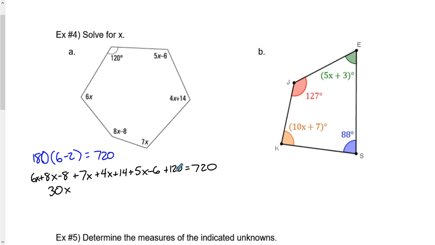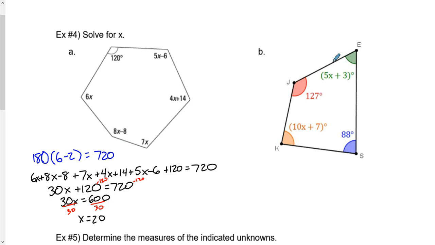So I'm going to start with this 120 because it's our larger number. If I add 14, I'm at 134. Subtract the 6, 128. Subtract the 8, fantastic. That's nice, easy math to work with. And then I just continue on and solve for my x. Divide by the 30. And our x value is going to be 20.